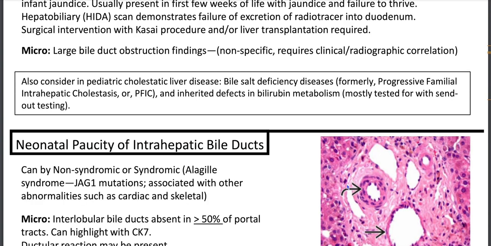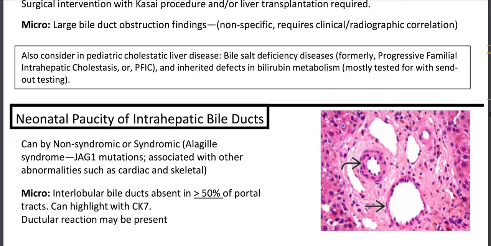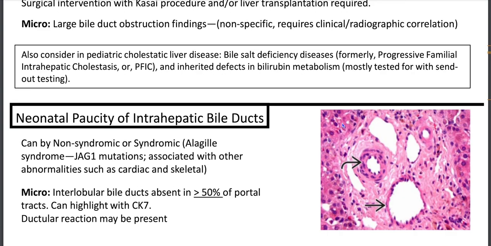Some differentials for pediatric cholestatic liver disease include bile salt deficiency disease, formerly progressive familial intrahepatic cholestasis or PFIC, and inherited defects in bilirubin metabolism, like your Crigler-Najjar, Gilbert, among others.